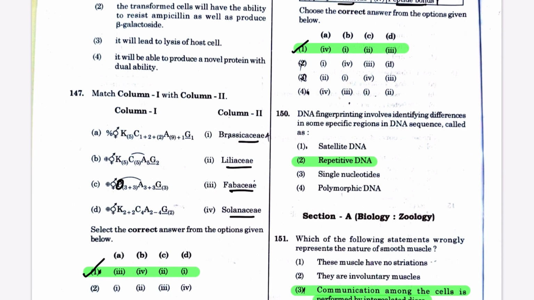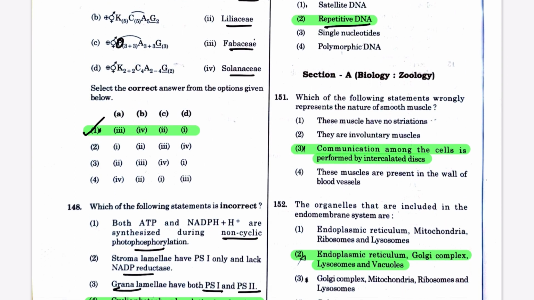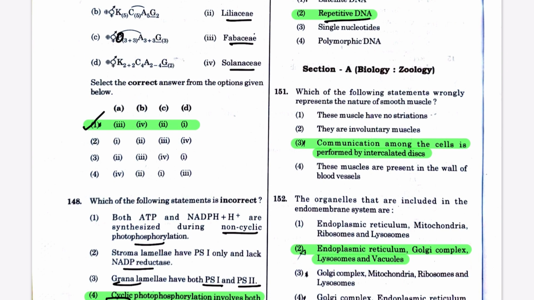150, DNA fingerprinting will involve identifying the differences in some specific regions in DNA, which is called repetitive DNA. This fingerprinting principle is only because of repetitive sequences in our genome, right? So the answer is repetitive DNA. Okay, so next we will move on to Section A of zoology.